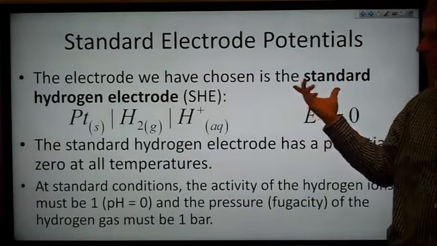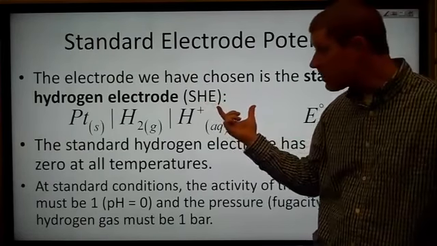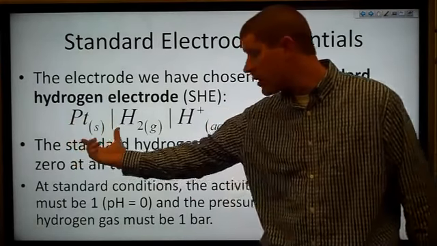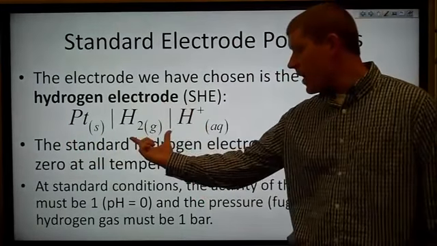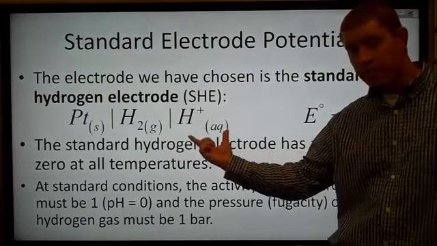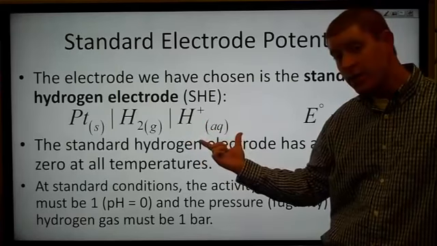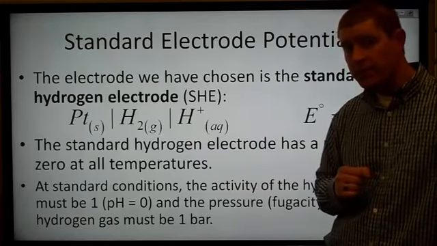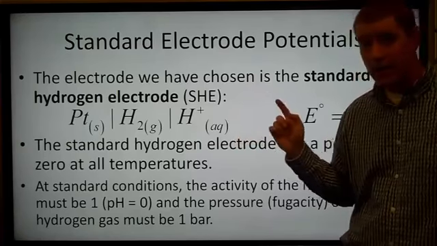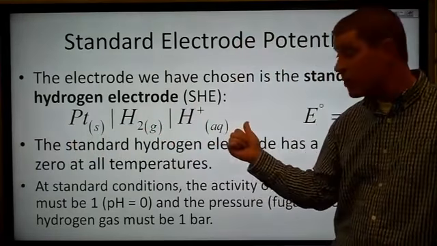We have the standard hydrogen electrode, which is sometimes abbreviated SHE. Here we have a platinum rod, a solid platinum electrode, and we have hydrogen gas that's being bubbled through. We're turning that into hydrogen ions. So is this an oxidation or a reduction step? That's an oxidation, right? We're removing electrons from our hydrogen. We're going to the right in our cell notation.